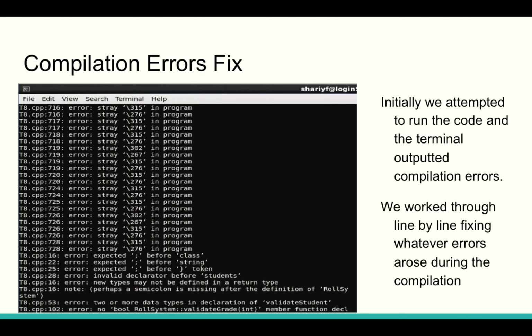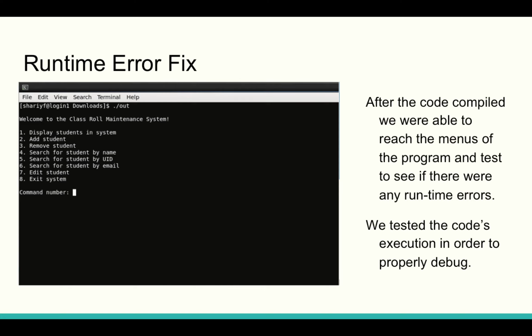Initially, we attempted to run the code and the terminal outputted compilation errors. We worked through line by line fixing whatever errors arose during the compilation. After the code compiled, we were able to reach the menus of the program and test to see if there were any runtime errors. We manually stepped through the code to find the segmentation faults. We tested the code's execution in order to properly debug.